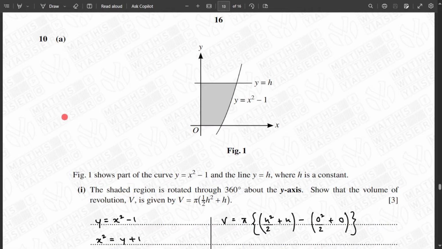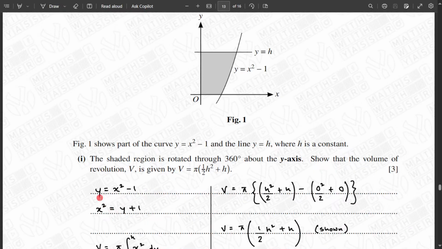Question number 10, it says figure 1 shows part of the curve y equals x squared minus 1 and the line y equals h, where h is a constant. The shaded region is rotated 360 degrees about the y-axis. Show that the volume of revolution V is given by V equals pi times (half h squared plus h).